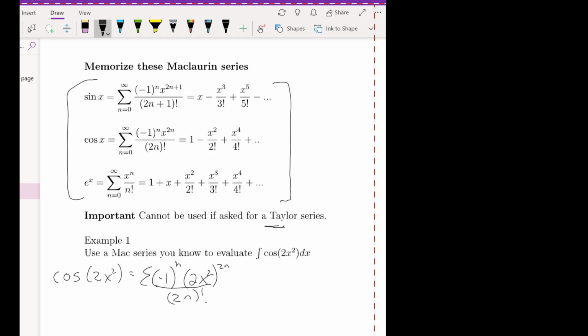And remember, you must put parentheses around those factorials. So let's fix this a little bit before we move on to the next step. So I get x to the 4n all over 2n factorial. Okay, so now I'm going to put this in the integral.